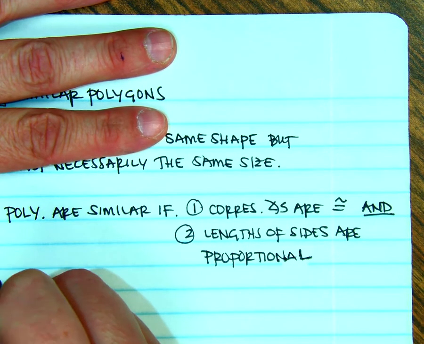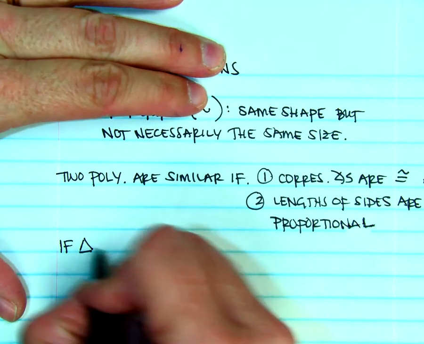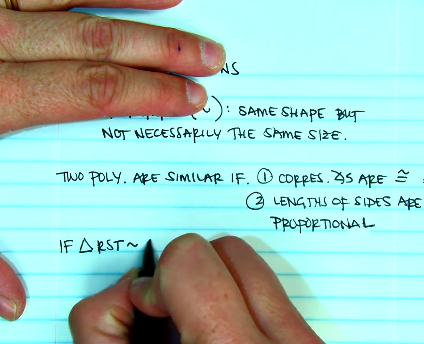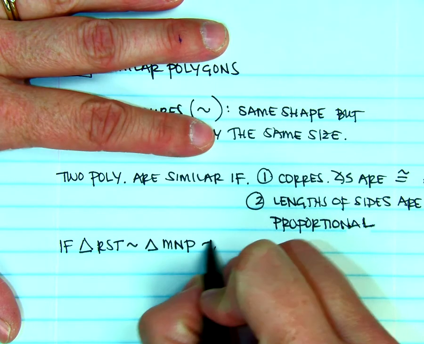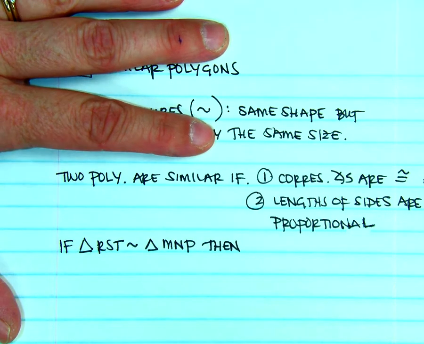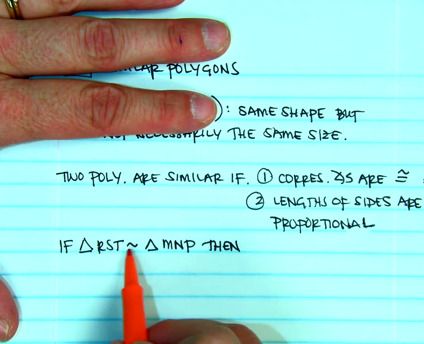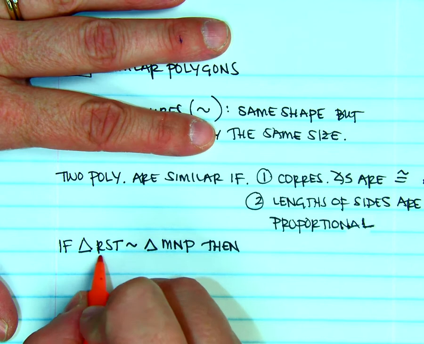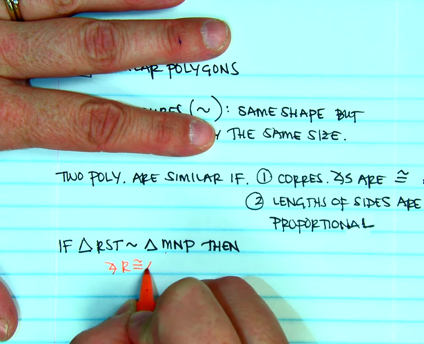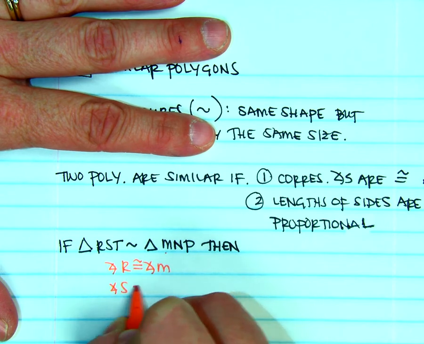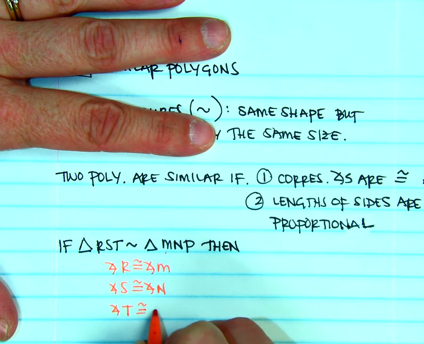So if you know that triangle RST is similar to triangle MNP, then, now if you recall from algebra, when you had them in order, what they were congruent, you had some very special relationships, just like this. So angle R is congruent to angle M, angle S is congruent to angle N, angle T is congruent to angle P.